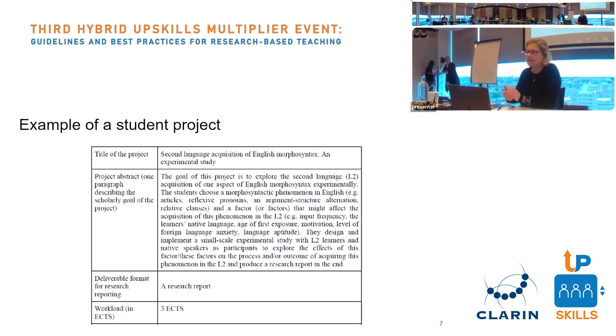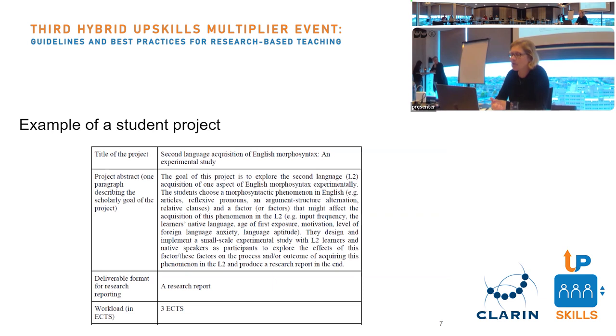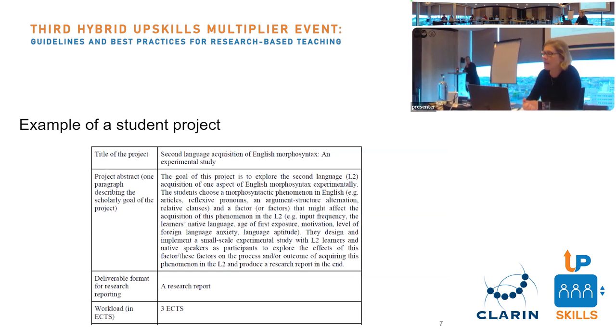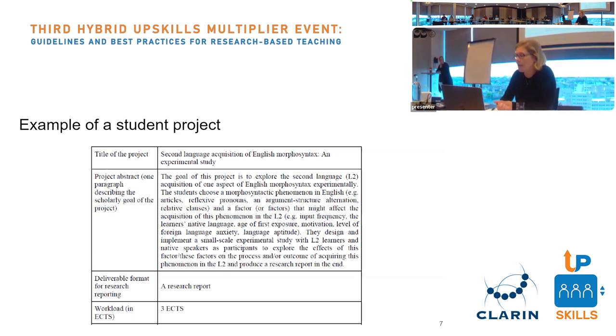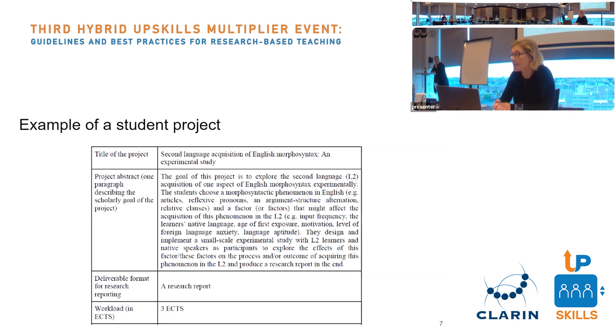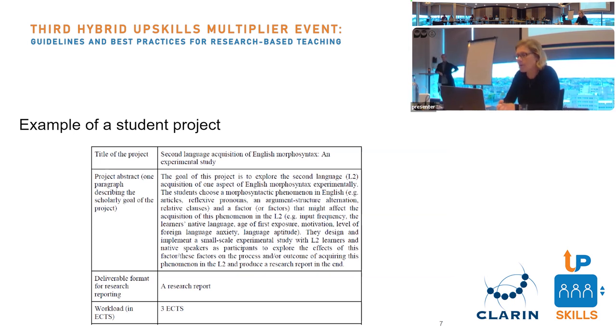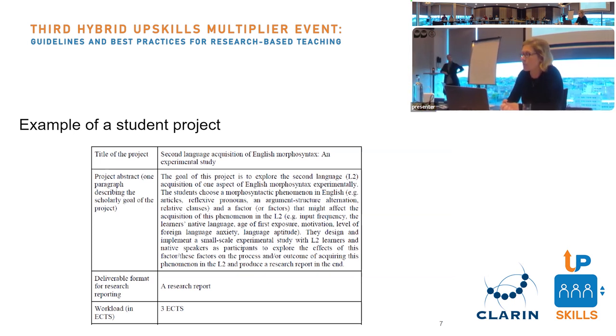The project is dedicated to exploring the second language acquisition of one aspect of English morphosyntax experimentally. The students have to choose a morphosyntactic phenomenon in English that they're roughly familiar with, and a factor or factors that might affect the acquisition of this phenomenon, and design and implement a small-scale experimental study with L2 learners and native speakers as participants to explore the effects of this factor or these factors on the process and/or outcome of acquiring this phenomenon in the L2 and produce a research report in the end.